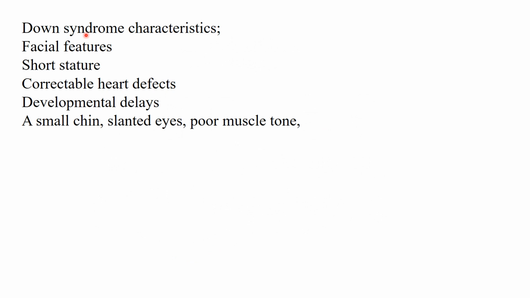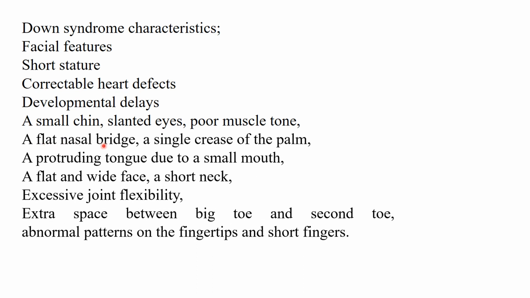Down syndrome is characterized by facial features. Facial features are abnormal, short stature, so the height will be short, and correctable heart defects. Heart defects are present but can be corrected. Developmental delays, small chin, slanted eyes, poor muscle tone, hypotonia. A flat nasal bridge, a single crease of the palm, a protruding tongue due to a small mouth. Protruding tongue means the tongue will be sticking outward.